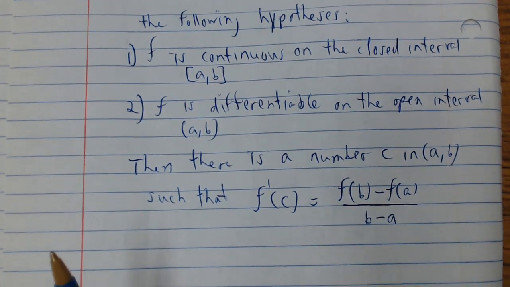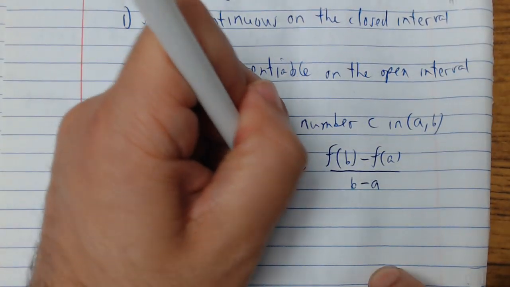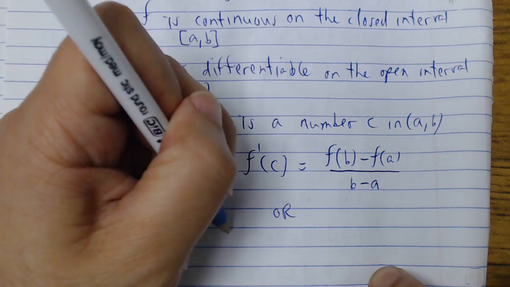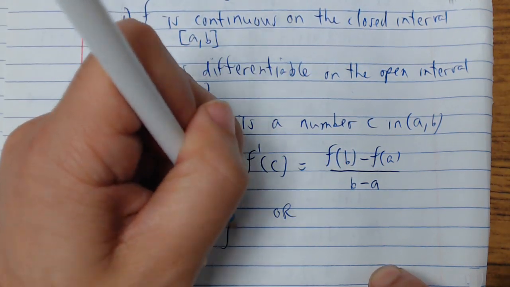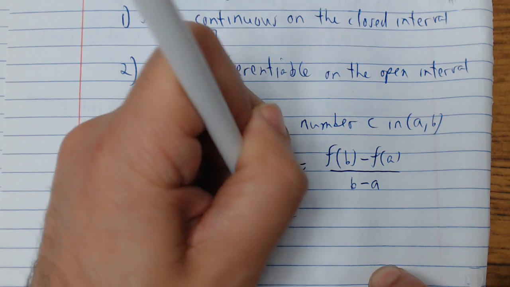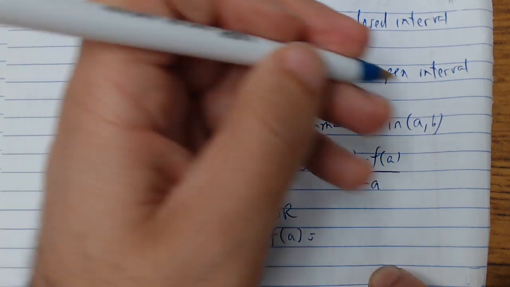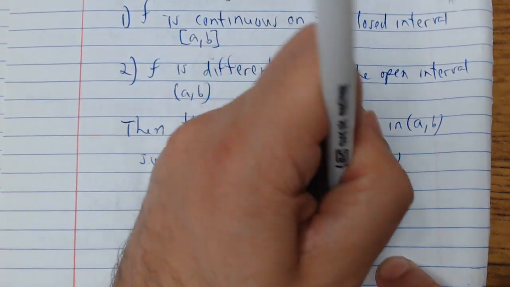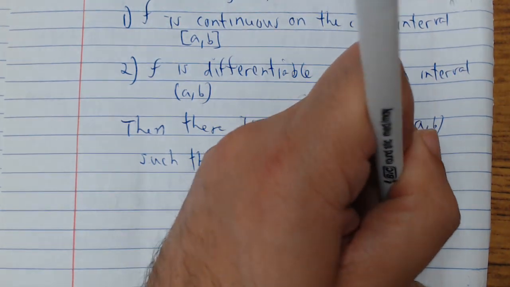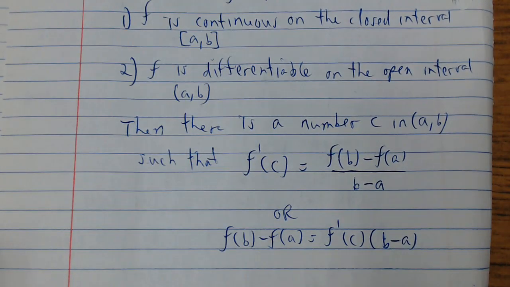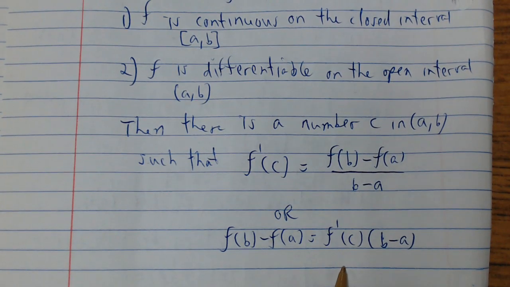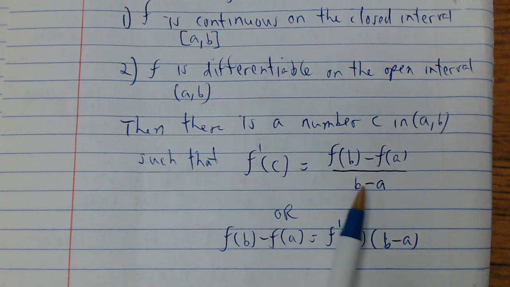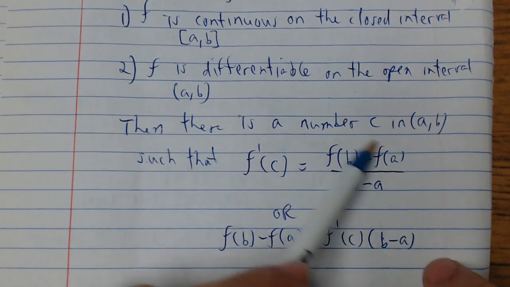Okay? Or another way of looking at it, or some books say this as well, f of B minus f of A equals f prime of C times B minus A. Now, if you look at these, they're exactly the same thing, right? Because how do I get from here to here? Just multiply both sides by B minus A, and then you get this bottom statement, okay? But more importantly, what is this basically saying?